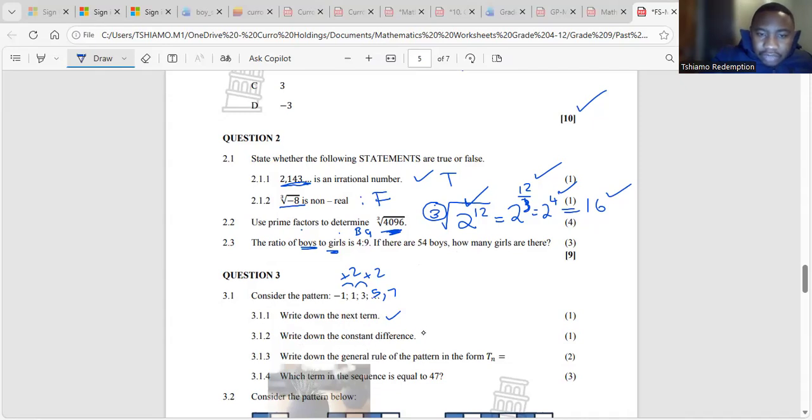Write down the constant difference. The constant difference is given as T2 minus T1, which is 1 minus -1, which is 2. It was a negative and negative, it's a positive.